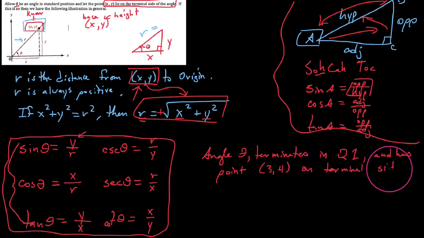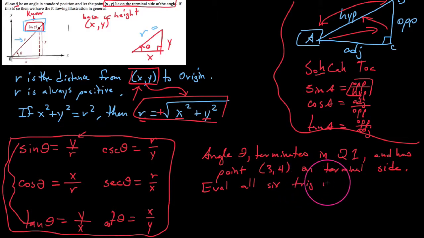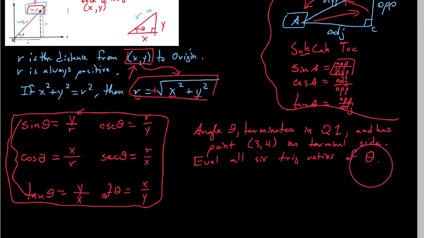What we want to do is use this new definition now to evaluate all 6 trig functions or trig ratios of the angle theta. Okay, so here's the most important thing before we do anything here. When you do problems like this, you need to sketch it. And so we were told this.